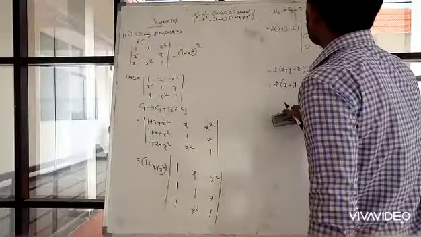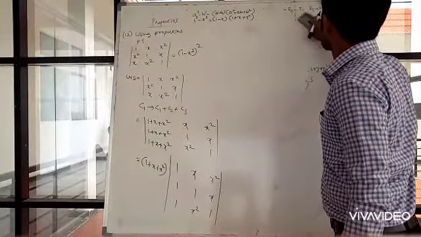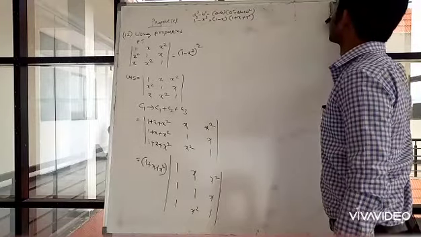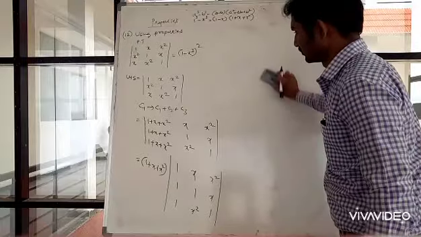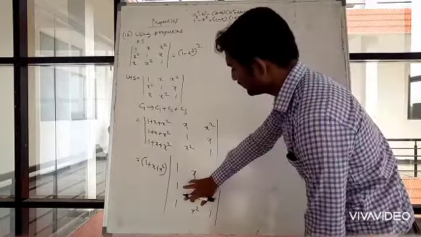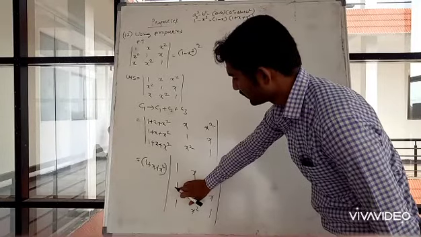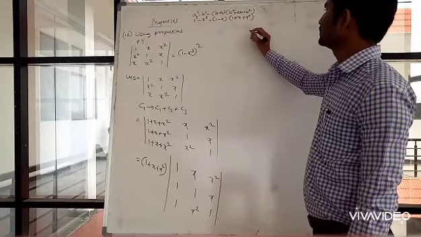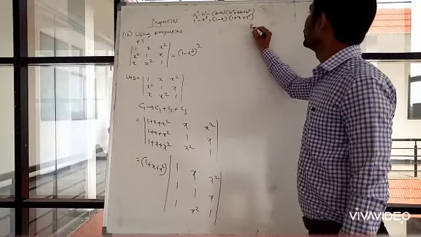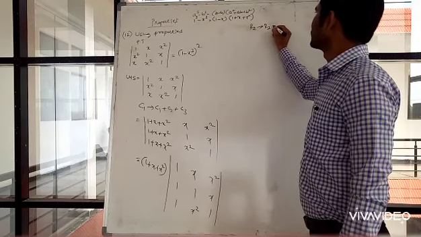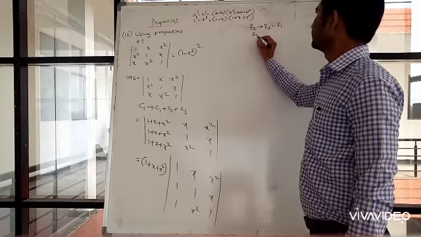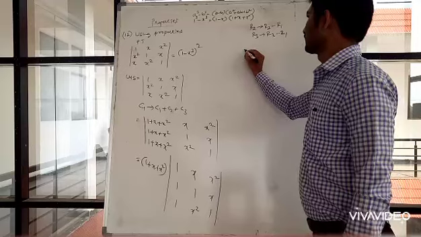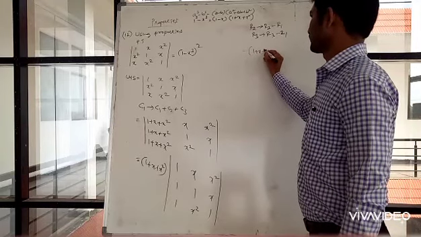Simplify. Again, same as the previous example. Here we need to make these two as 0. 1, 1 we got now. It's very easy to make them 0. For that, R2 implies R2 minus R1 we get. R3 implies R3 minus R1. Okay. Then 1 plus x plus x square.